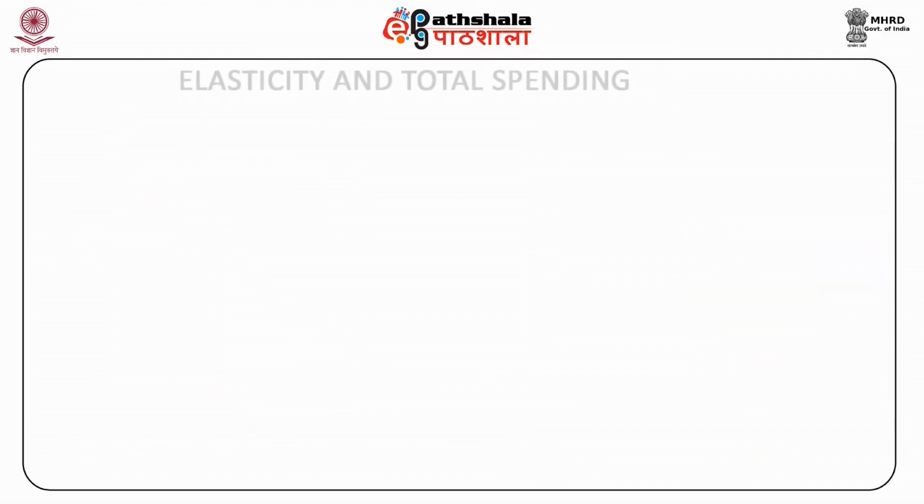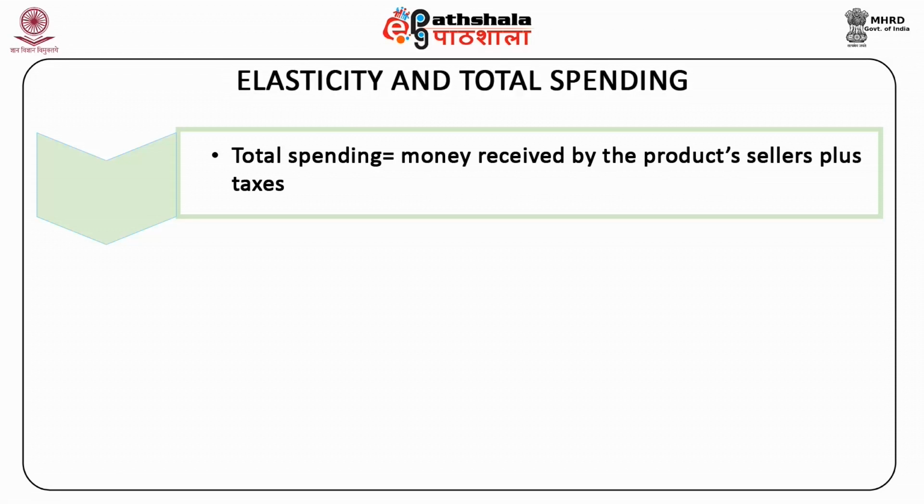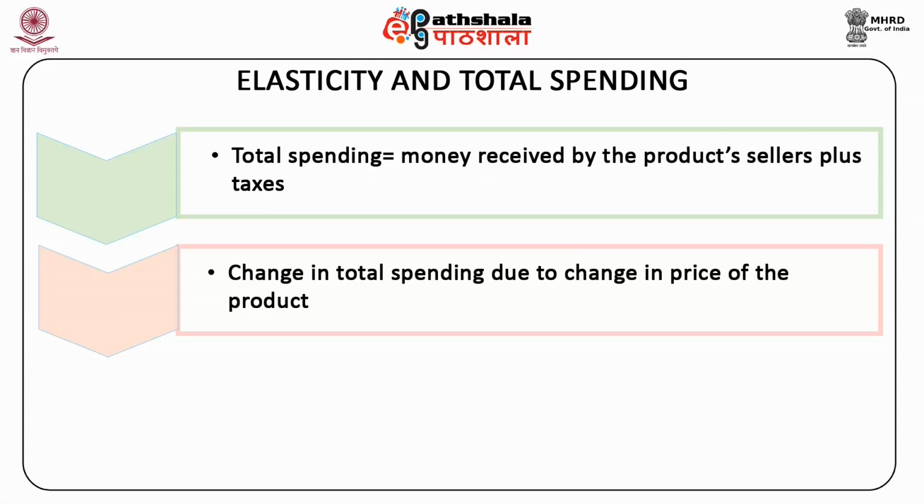Now, we will understand the relationship between elasticity and total spending. The total spending of the product's buyer is always equal to the money received by the product seller plus the taxes levied by the government. For simplicity, let's ignore the taxes and just take total spending of buyers to be equal to the money which sellers receive. Moving on, we know that a change in the total spending brought by a change in the price of the product is directly related to its elasticity of demand.